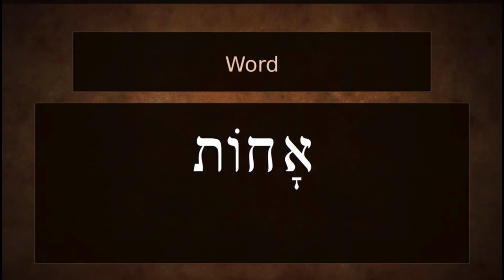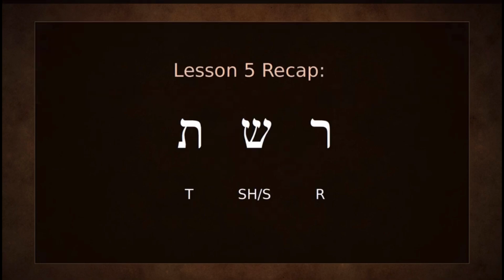Here is another word. It starts with an aleph. Under that is a kamatz. Next is a chet. Next is a vav with a cholam. Finally, there is a tav. Let's pronounce this word. The aleph is silent and the kamatz is pronounced a. The chet is ch. The cholam is o. And remember, the vav here is just part of the vowel. And finally, the tav is t. Altogether, this is pronounced achot. Achot means sister.